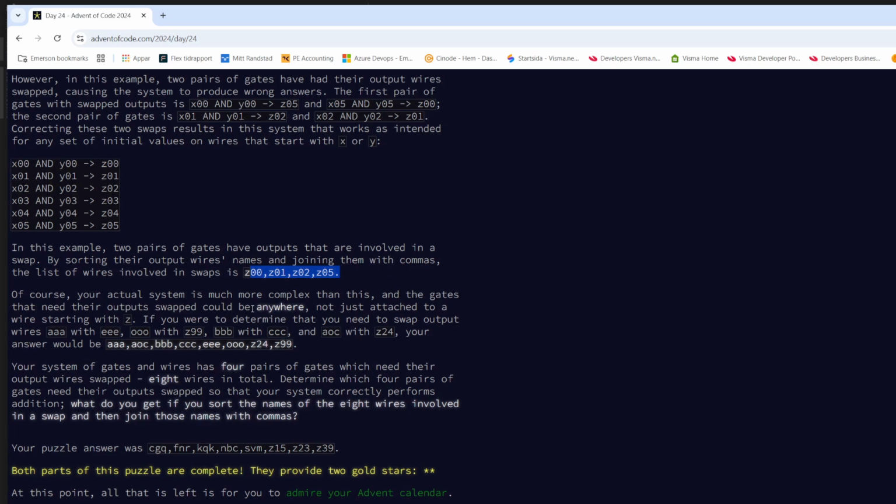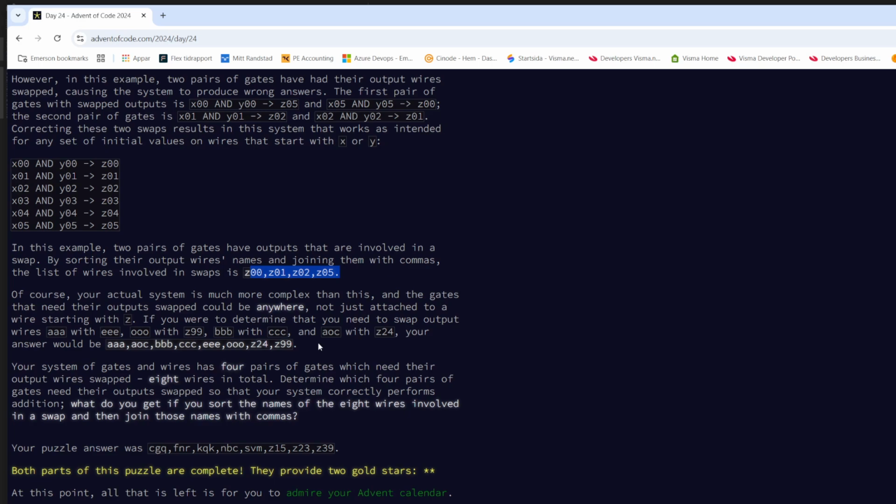Of course, your actual system is much more complex than this, and the gates that need their output swapped could be anywhere, not just attached to a wire starting with Z. So basically what this puzzle part needs us to do is to find which four swaps we need to do, and which wires are involved, because to fix our system we need to add those swaps.